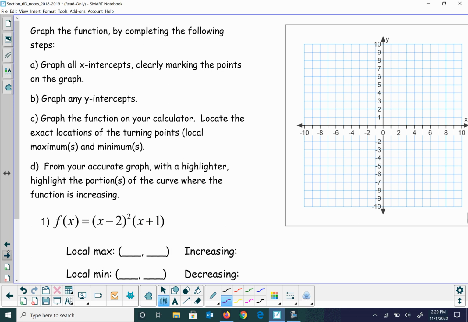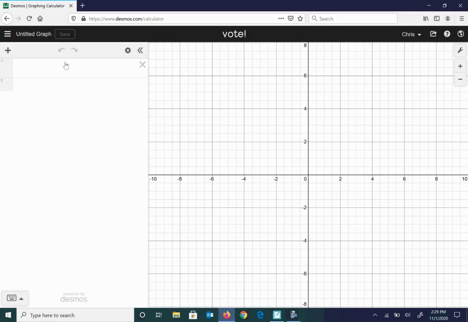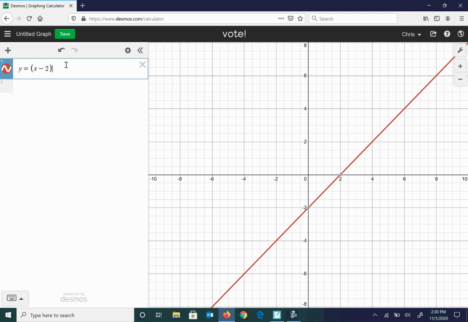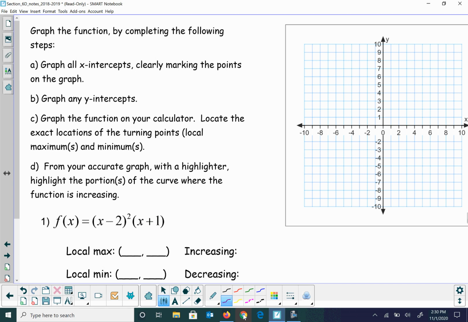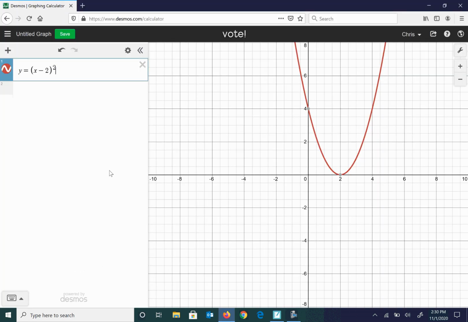Okay, so our very first one, if we were to graph x minus 2 quantity squared times x plus 1, I'm going to go to Desmos and plug that in. So I go y equals x minus 2 quantity squared, and then x plus 1.